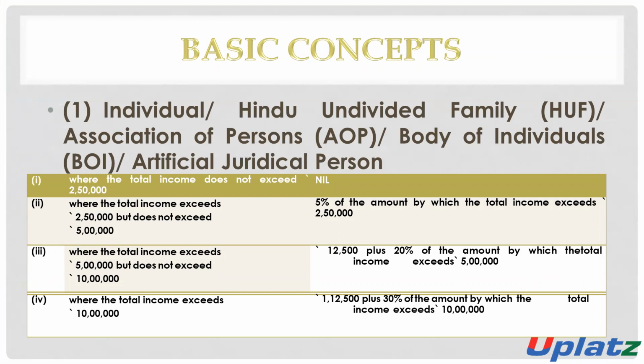Where the total income exceeds 10 lakh, if there is any assessee whose income exceeds 10 lakh rupees, then he is required to pay tax at 1,12,500 plus 30% of the amount by which the total income exceeds 10 lakh. Means the excess of 10 lakh will be taxable at 30%.